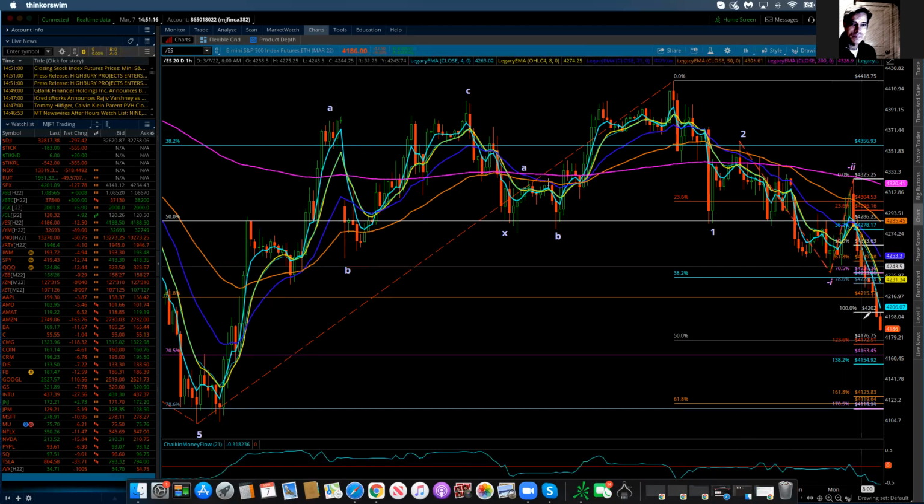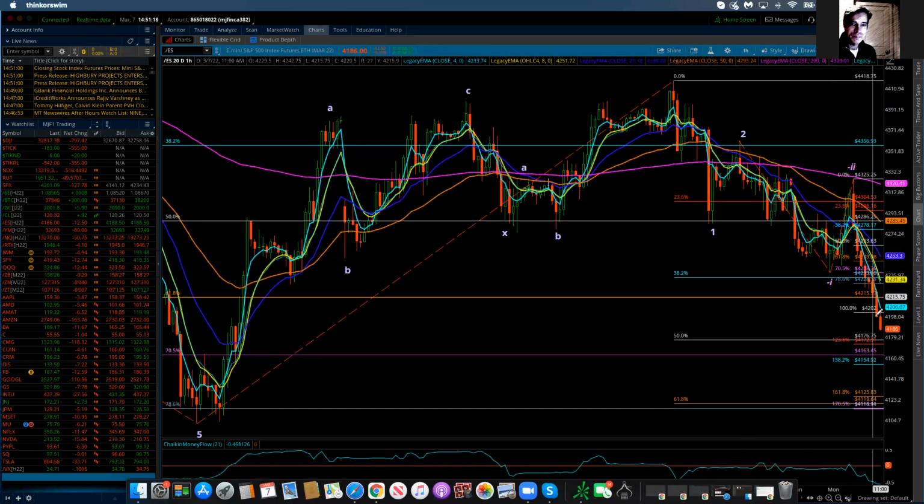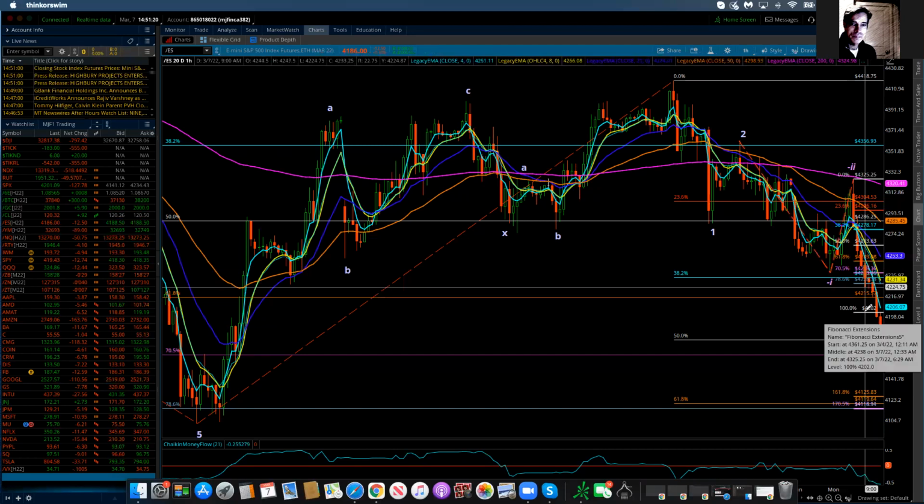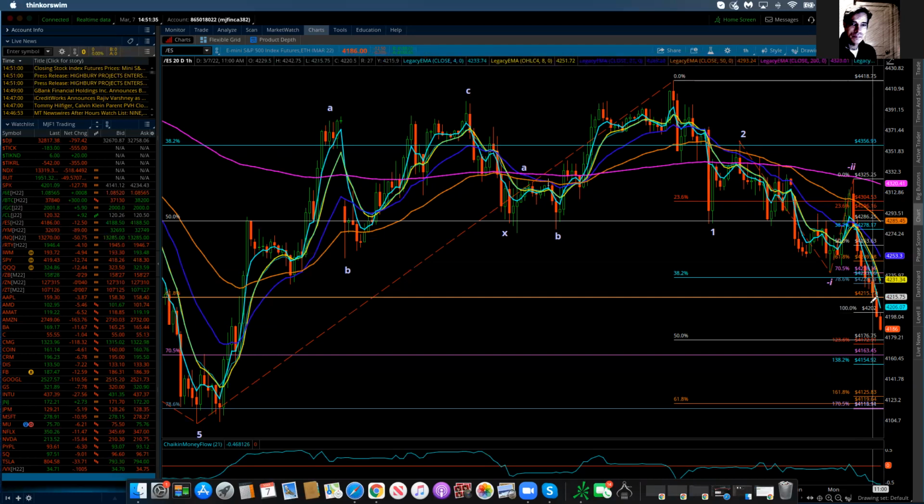Now I have projections for the third wave. Well, we already know that third waves, I don't care which degree, are most often the longest and the strongest waves. They cannot be the shortest. Out of 1, 3, and 5, they can't be the shortest. So subminute wave 3 would be 100% of the length of wave 1 at 42.02.